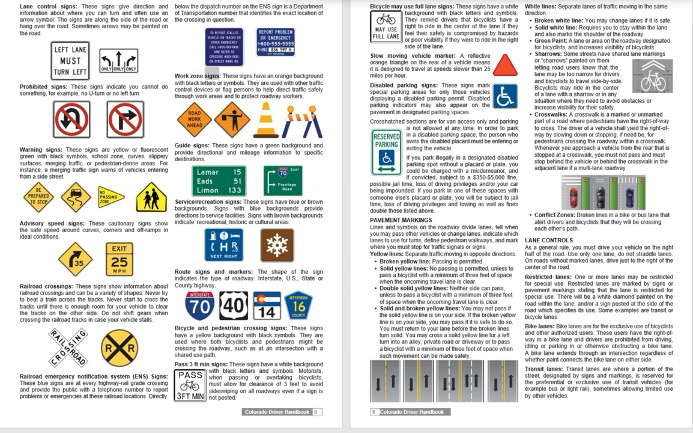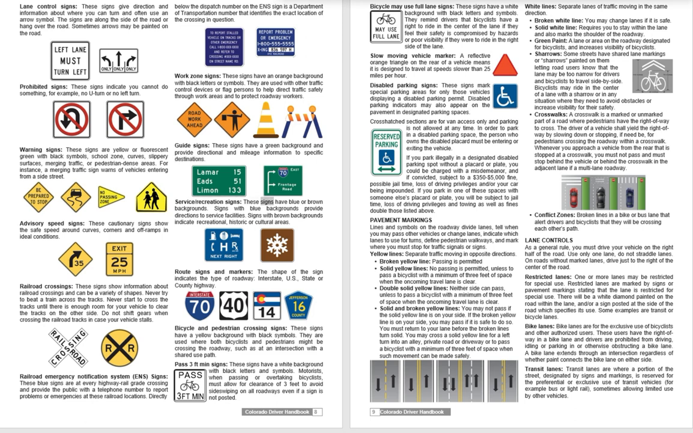Work zone signs. These signs have an orange background with black letters or symbols. They are used with other traffic control devices or flag persons to help direct traffic safely through work areas and to protect roadway workers. Guide signs. These signs have a green background and provide directional and mileage information to specific destinations.